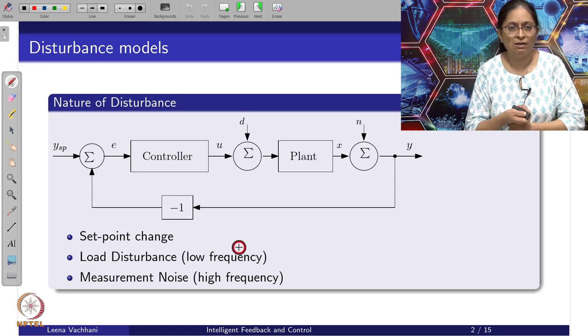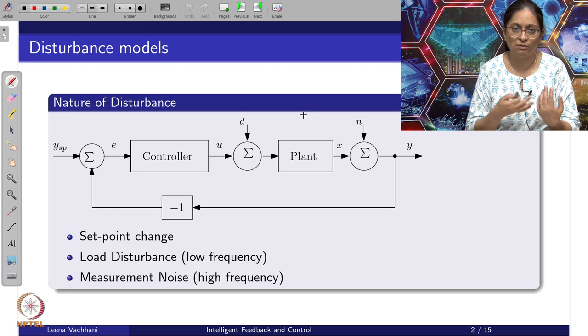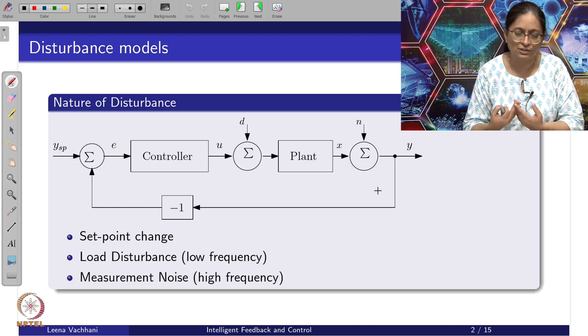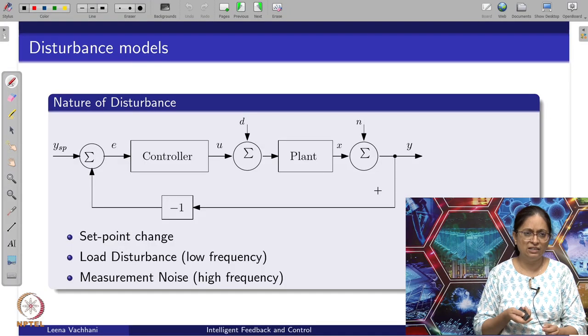The load disturbance, as we said, appears at the input of the plant and is typically a low frequency signal, and the measurement noise, which typically appears when we are taking the measurements, is a high frequency signal. That's the reason for the nomenclature of disturbance and noise, just to distinguish that this particular signal is a low frequency signal, and we characterize it as a disturbance, while measurement noise is a high frequency signal. And these load disturbances and measurement noises need to be rejected, as compared to the set point changes, which are desirable changes to appear.